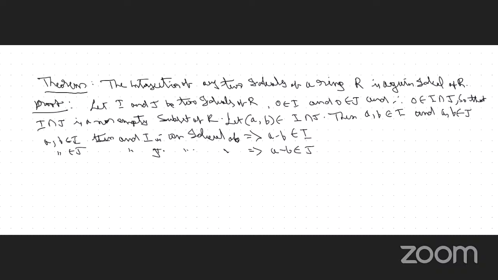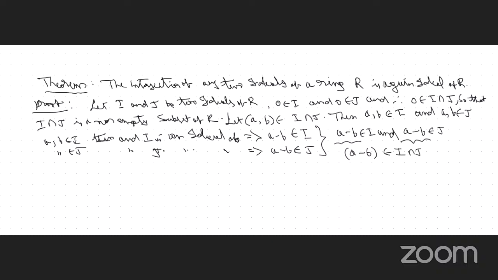So here a minus b belongs to I, and a minus b belongs to J. What we conclude from these two is that a minus b belongs to I intersection J.